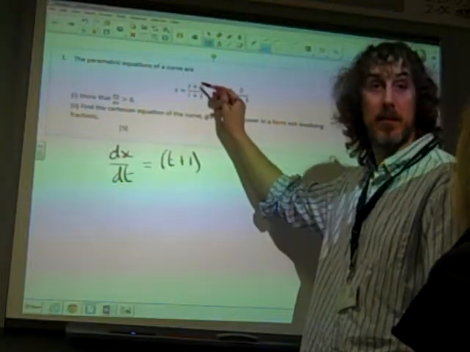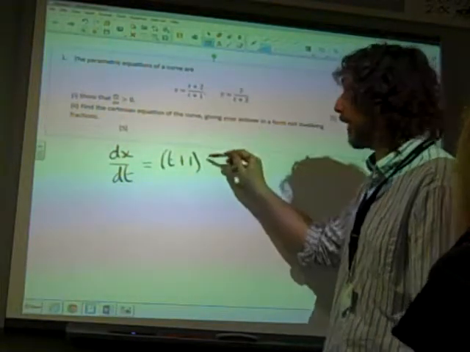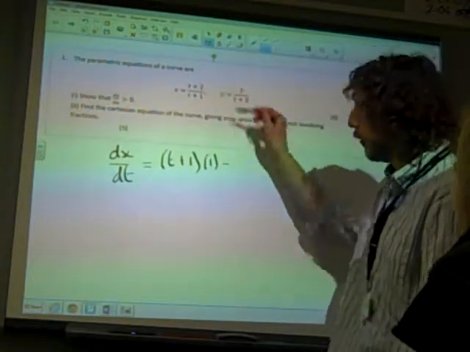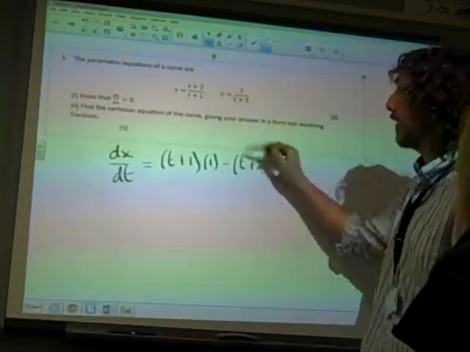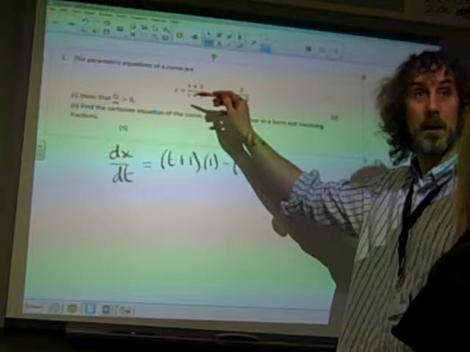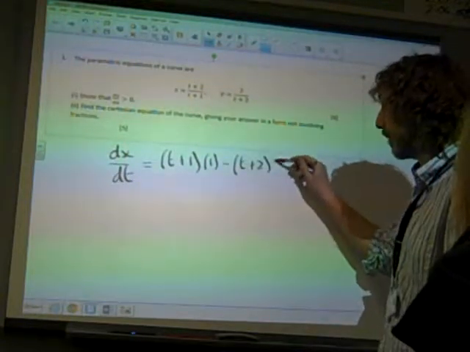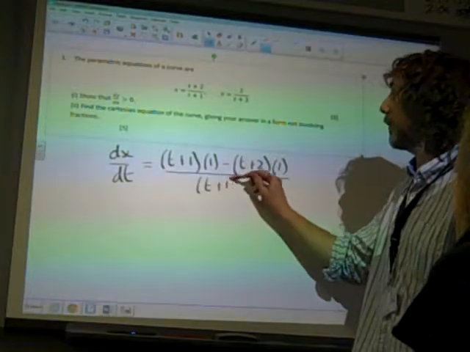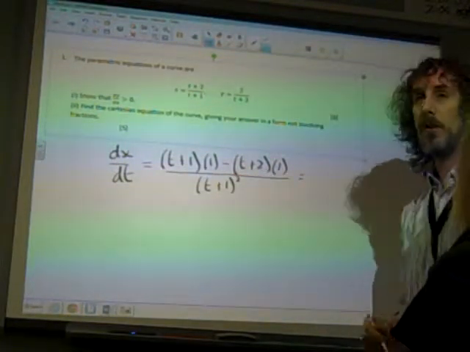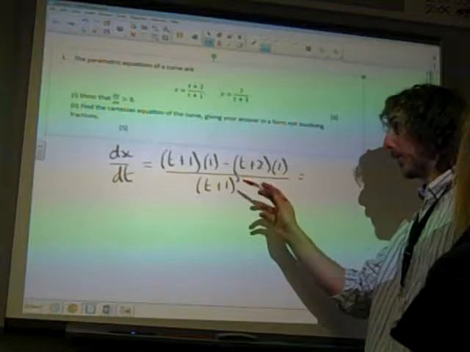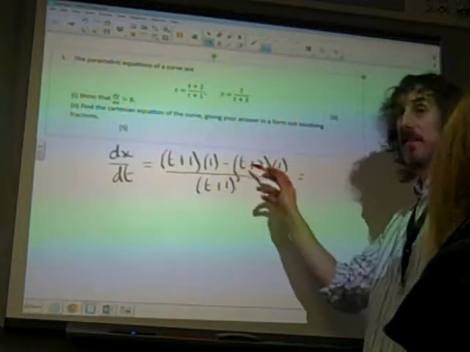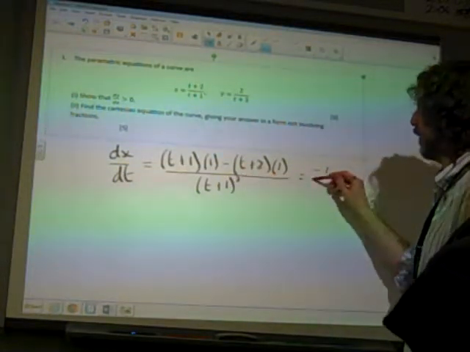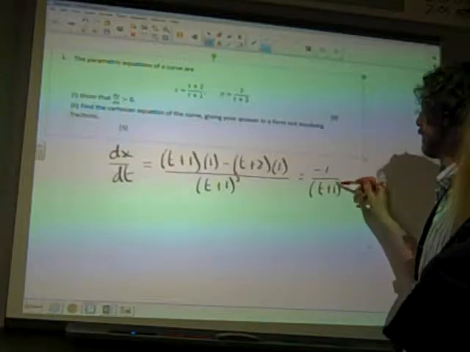times du by dx. And if you differentiate t plus 2, you just get 1. Minus u, that's t plus 2, times dv by dx. And if we differentiate t plus 1, we get 1. All over v squared, t plus 1 squared. Which if we tidy that up, the t's disappeared, haven't they? So we've got minus 1 over (t plus 1) squared.